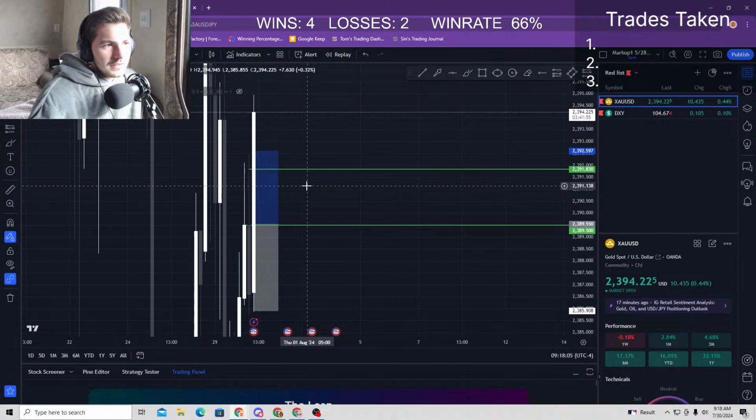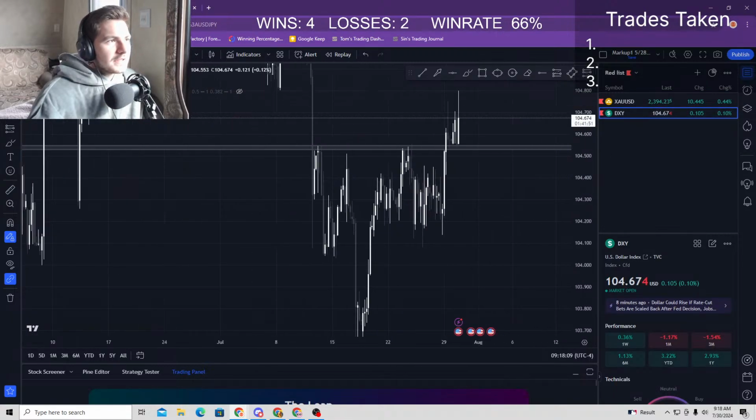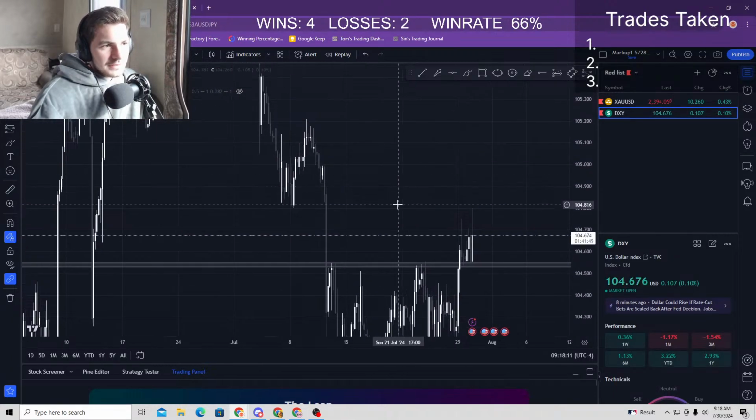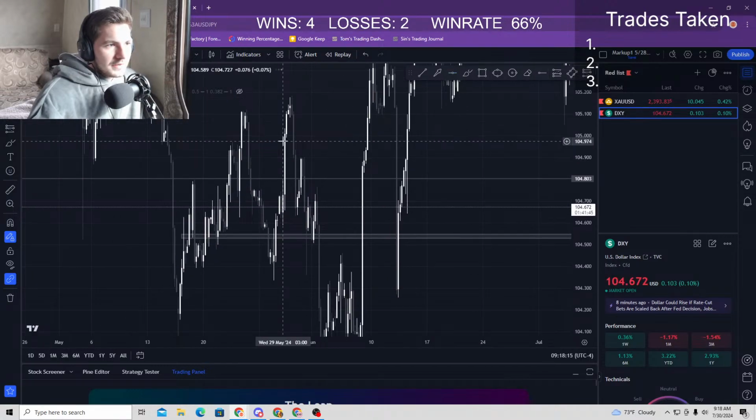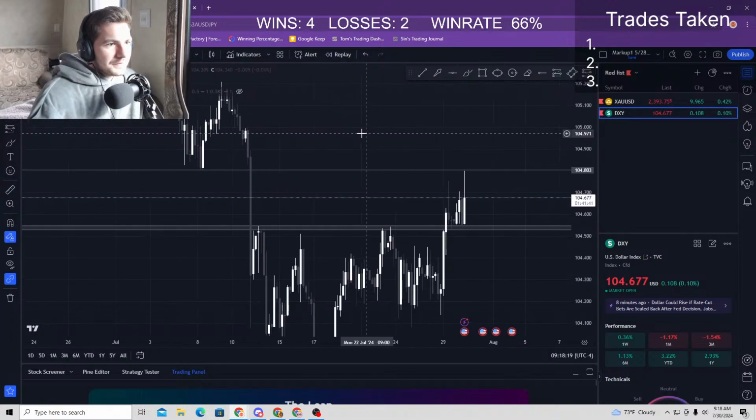DXY is flipped now, so I think it must have hit. I don't have my DXY marked up. Did it hit an area of interest? Yeah, it looks like it did. It did. Yeah. I have that zone marked up there.